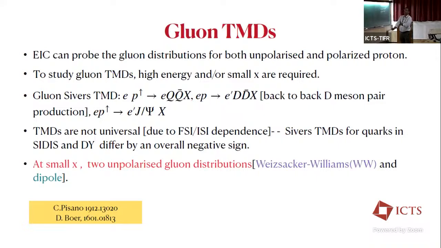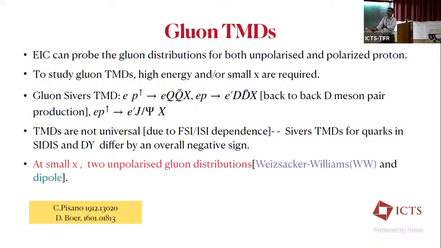EIC can probe gluon distributions in both polarized and unpolarized protons. To study gluon TMDs, we require high energy or very small x, because at very high energy you can produce a lot of gluons, or at very small x where gluon PDFs are large. Only in that region can you access them. One example is EP scattering producing back-to-back D mesons or J/psi, where you can access gluon TMDs or the Sivers function.